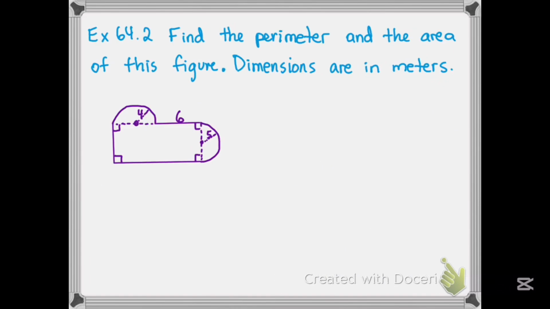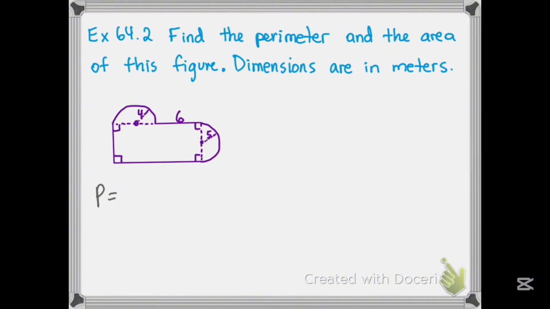64.2, it says find the perimeter and the area of this figure. Dimensions are in meters. Now notice in this one we have 3 shapes that are very clearly defined right now. It's a rectangle and 2 semicircles. The 2 semicircles are different, so we have to work with them separately. Now before I start finding the perimeter, which is the first thing we're going to do, let's find all of these missing sides.